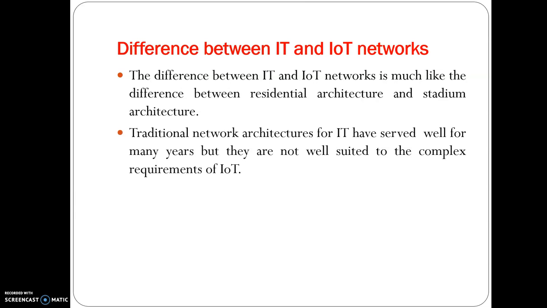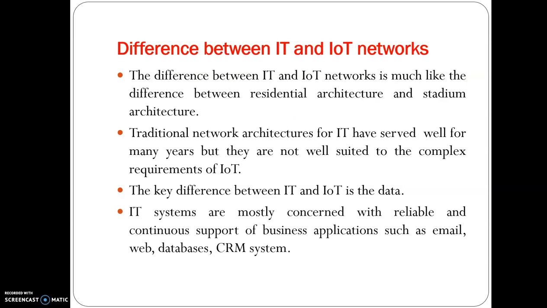Now, the traditional network architecture for IT has served us well for many years. We have seen IT networks everywhere. Wherever you look, you will find an IT network. But they are not well suited for the complex requirements of IoT. So if you are thinking that the existing network can be used for IoT, no, we can't use it for IoT. I can say that the key difference between IT and IoT is the data.